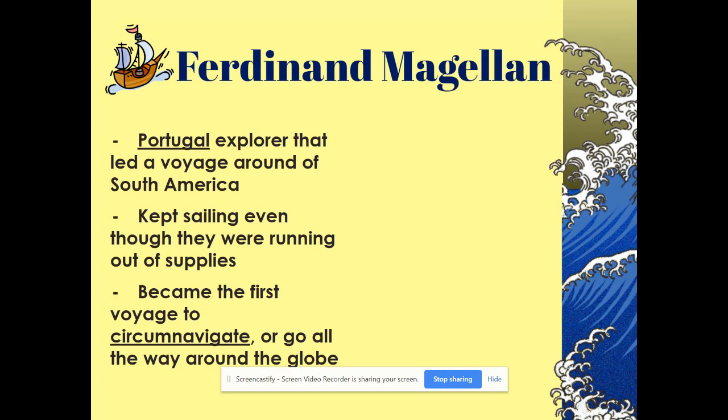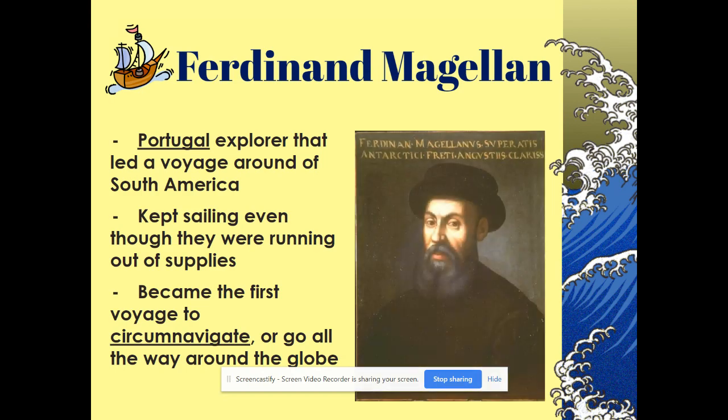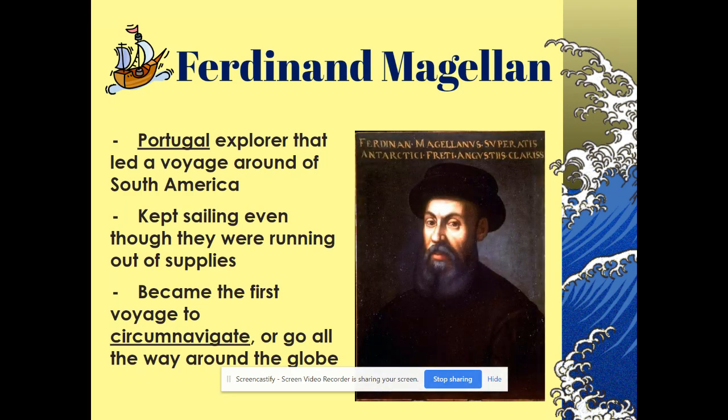So next up for Portugal was Ferdinand Magellan. He keeps sailing even though they were running out of supplies. He is not really loved by his people on his ship or his crew. He pushed them to the furthest limits they could. They were running out of supplies. He wanted to be the first to circumnavigate the world.